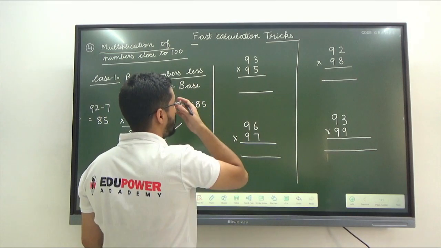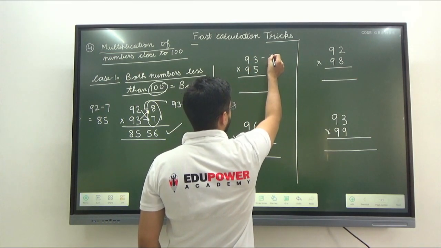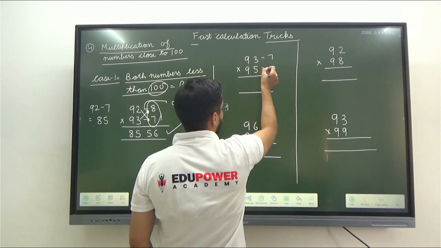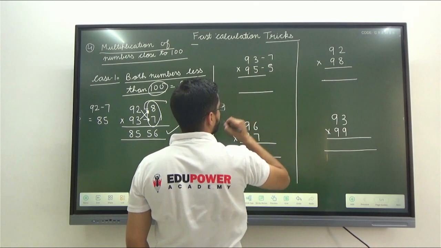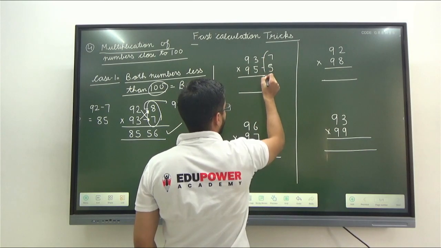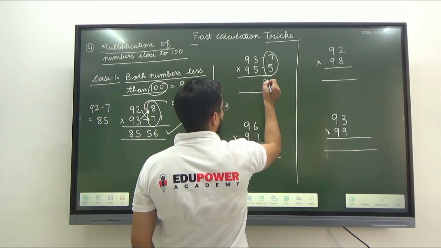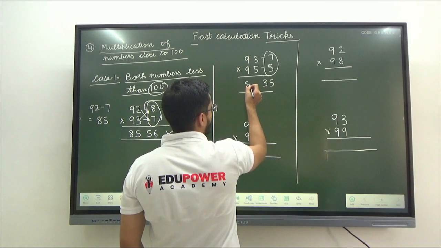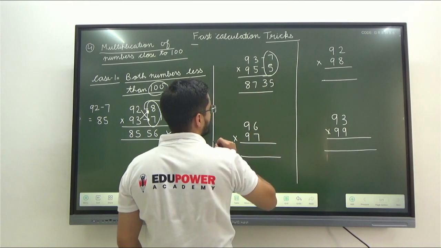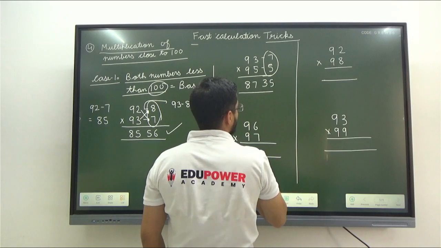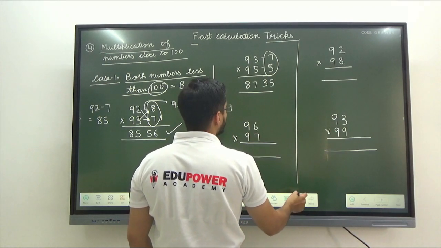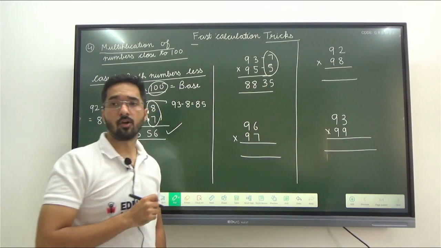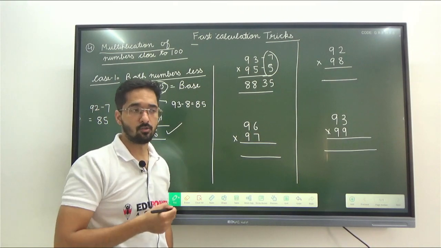Okay. So how do we solve this? 93 is 7 less than 100, and 95 is 5 less than 100. Now 7 into 5 is 35, and 93 minus 5, that is 88, or 95 minus 7, that is also 88. So the answer is 8835. See, you are able to solve the answer.